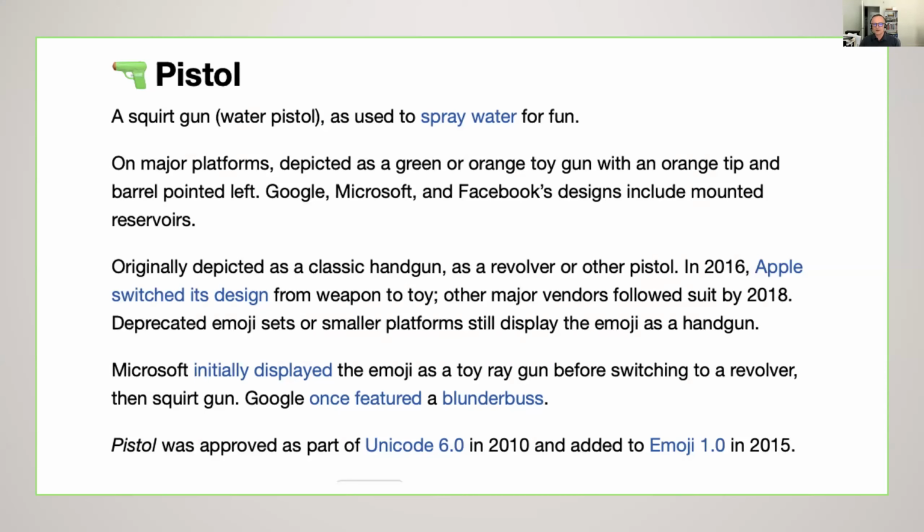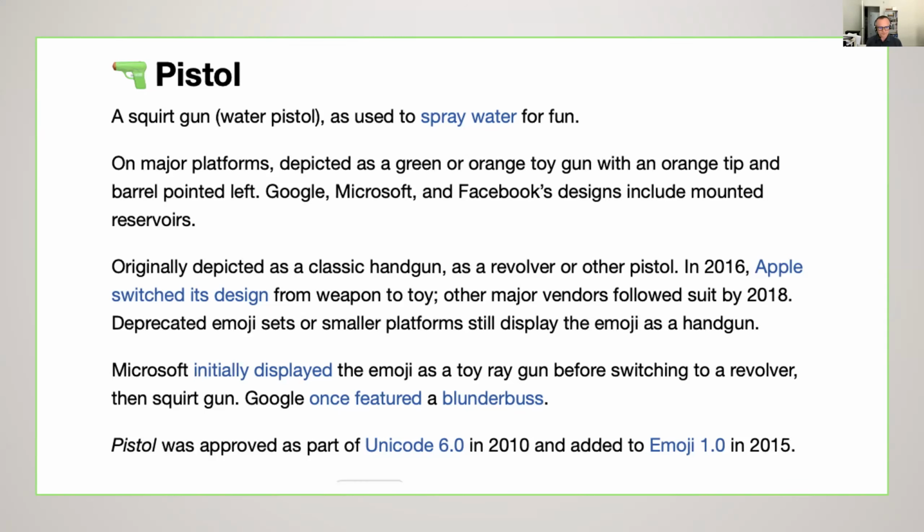A squirt gun, water pistol, used to spray water for fun. So they've really gone after that kind of fun toy meaning. On major platforms it's depicted as a green or orange toy gun with an orange tip and barrel pointed left, very specific. Google, Microsoft, and Facebook's designs include mounted reservoirs, and you'll see them in just a couple seconds. Originally depicted as a classic handgun, as a revolver or other pistol. In 2016, Apple switched its design from weapon to toy, and other major vendors followed suit by 2018. I'm suspecting that it's probably because of all these issues of people misinterpreting the intent of the messages. Deprecated emoji sets or smaller platforms still display the emoji as a handgun.